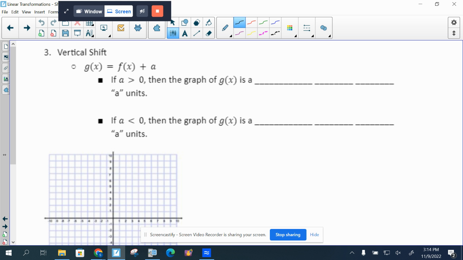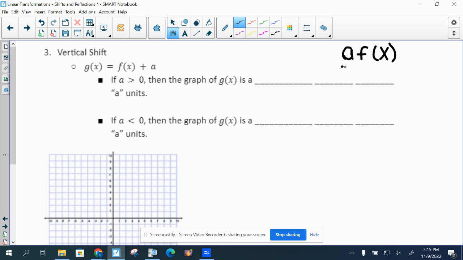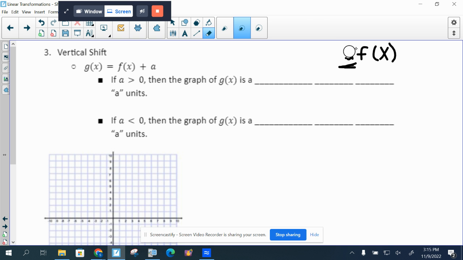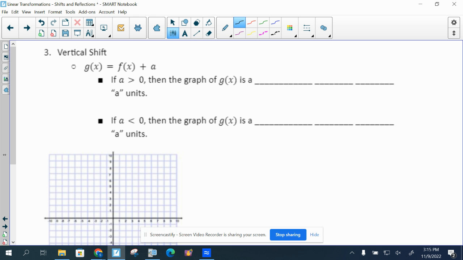So think about when we did vertical stretching and compressing. The function rule was a times f of x, and we knew it was vertical because the a was outside of the f of x. It was being multiplied by f of x rather than being multiplied inside the parentheses with x. So we knew that that was vertical because it was on the outside. Same thing is going to be here. We know that this is going to be a vertical translation if the number that we're adding or subtracting is on the outside.